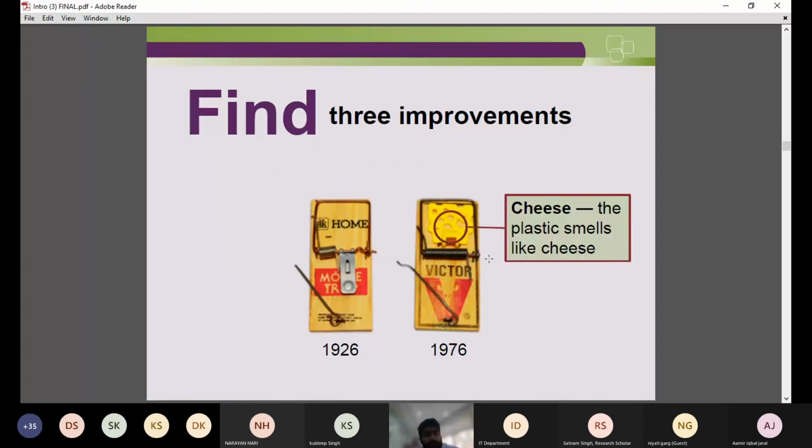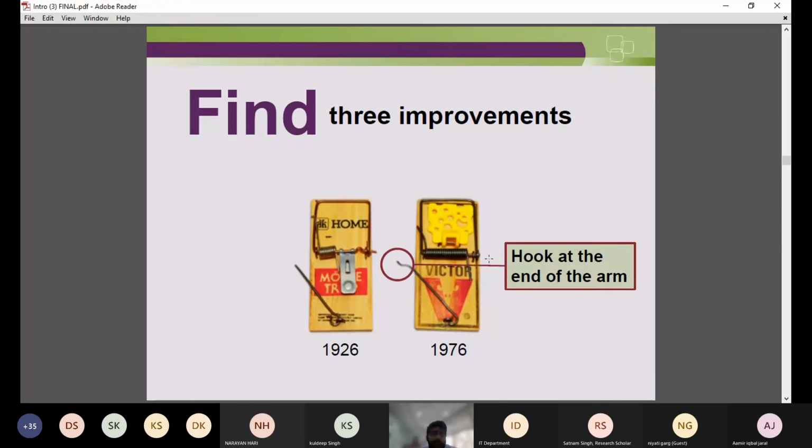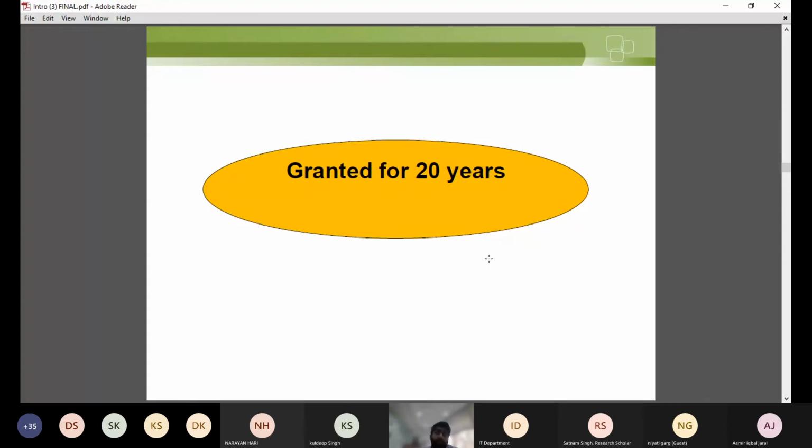Initially, there was a metallic strip that has been replaced by plastic that smells like cheese. Now, the size of the spring has been increased to solve a problem. A hook has been provided at the end of the arm. So now you can imagine how small a problem can be, right? You can see the problem on the chairs which you are sitting on right now. You can see the problem in your vehicles while traveling to colleges, schools, in any government building, in the AC of your room, maybe in the kitchen also you can find multiple problems, right?